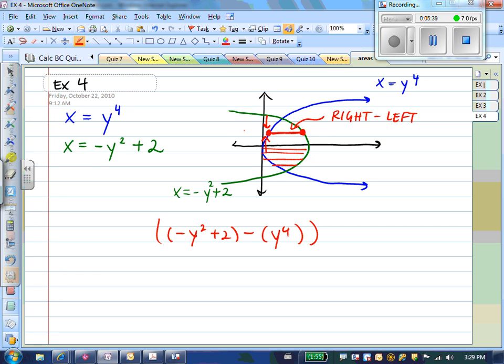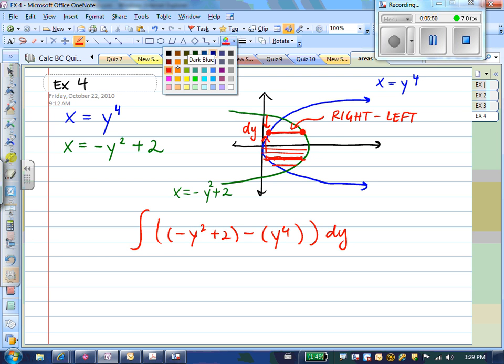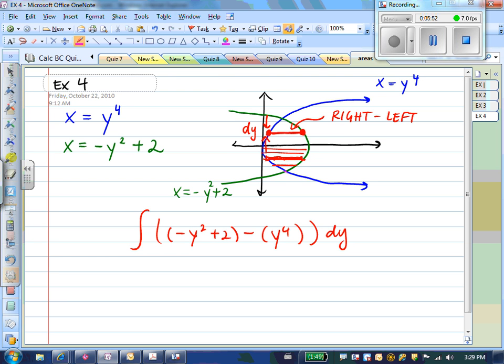Notice the base now is in this direction, so it's now dy. So the rectangles are kind of going in this direction. Here's a little rectangle to represent that. So it's going to be dy, and then we're going to integrate. Because we are integrating in dy, that means I need y limits. So if you look at these or find them algebraically, that right there is at -1, -1. That one is at 1, 1.